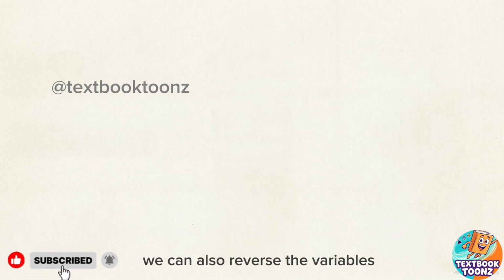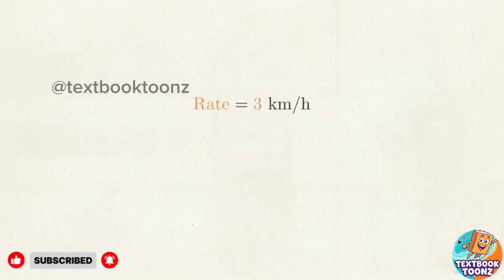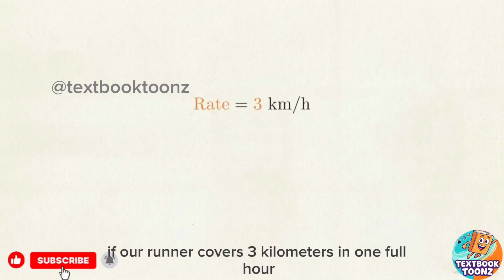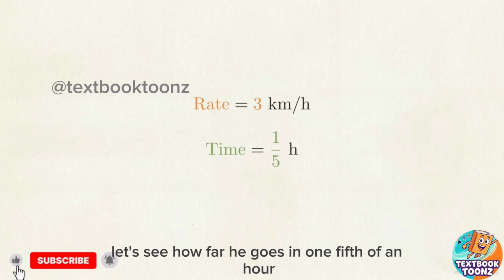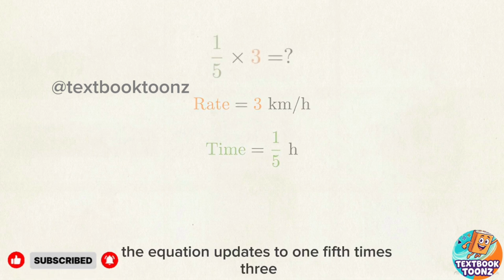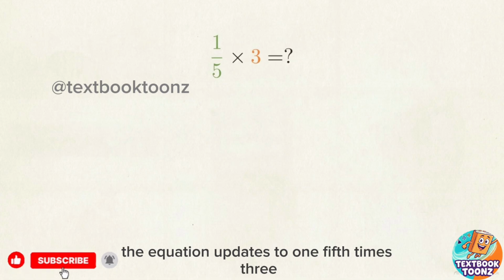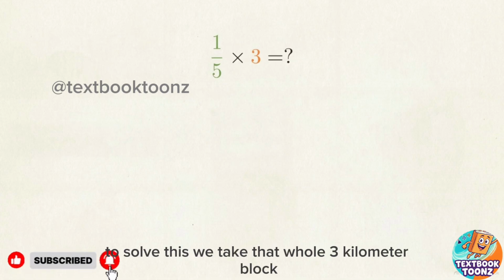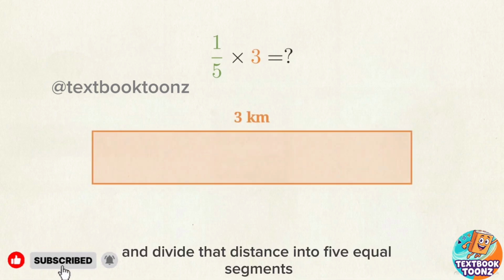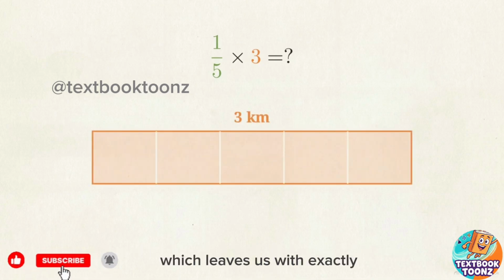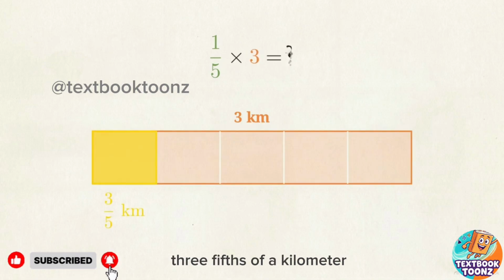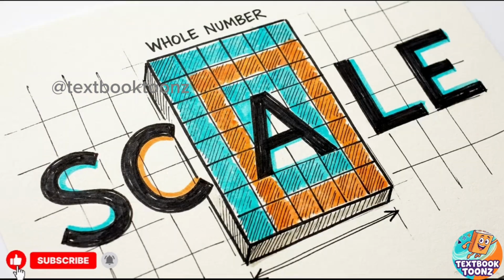We can also reverse the variables. If our runner covers 3 kilometers in 1 full hour, let's see how far he goes in 1/5 of an hour. The equation updates to 1/5 times 3. To solve this, we take that whole 3-kilometer block and divide that distance into 5 equal segments, which leaves us with exactly 3/5 of a kilometer.